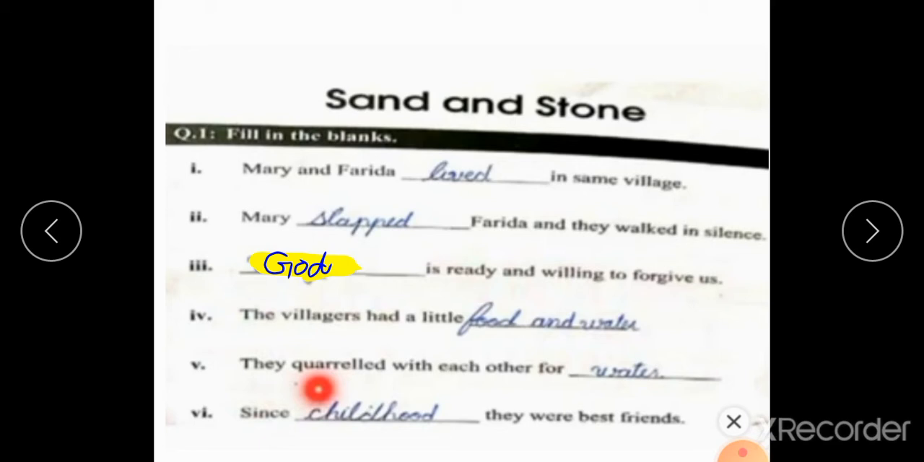They quarreled with each other for water. Since childhood, they were best friends. The villagers decided to move to another place. The two girls supported each other and other villagers. Farida was a bit careless and began to drown. The wind would have blown it away by now.